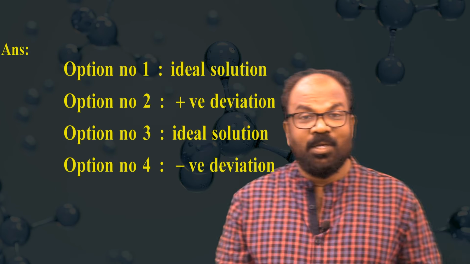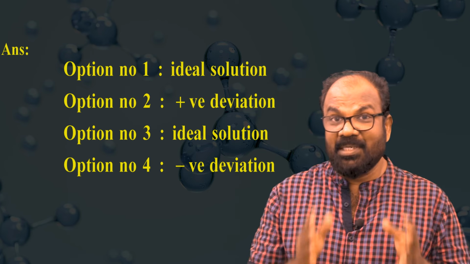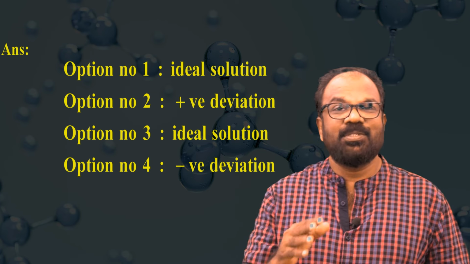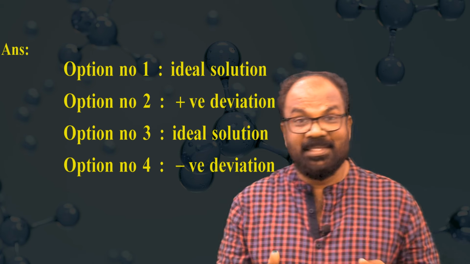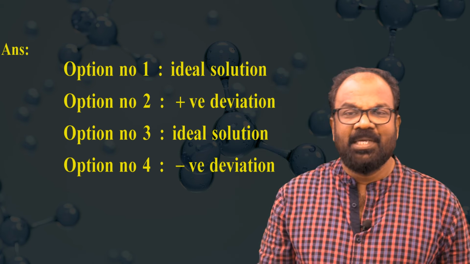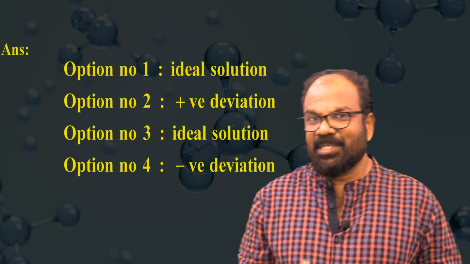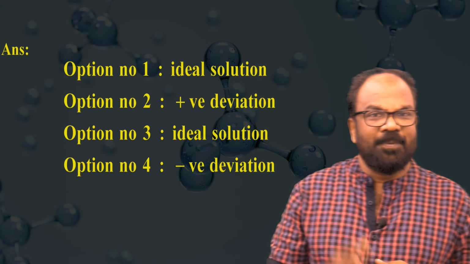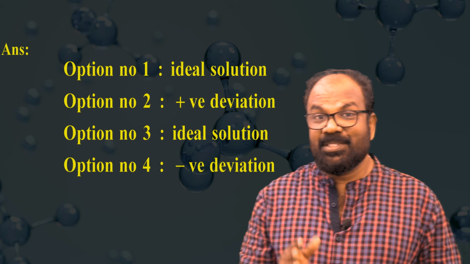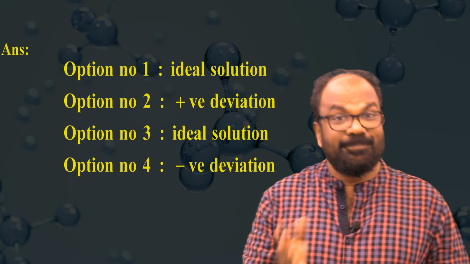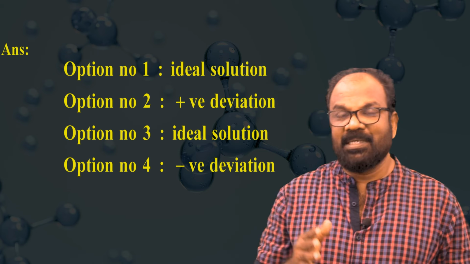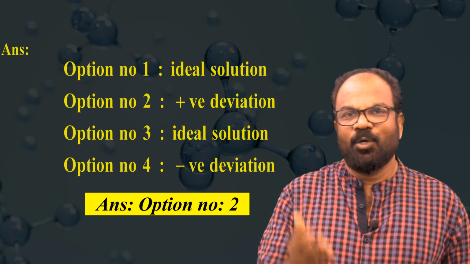Here in this question, option number 1 and option number 3 form ideal solutions because the components have identical size, shape and polarity. Therefore, AA, BB and AB force of attractions will be same. Option number 2 shows positive deviation from Raoult's law and option number 4 shows negative deviation from Raoult's law. So here the answer is option number 2.